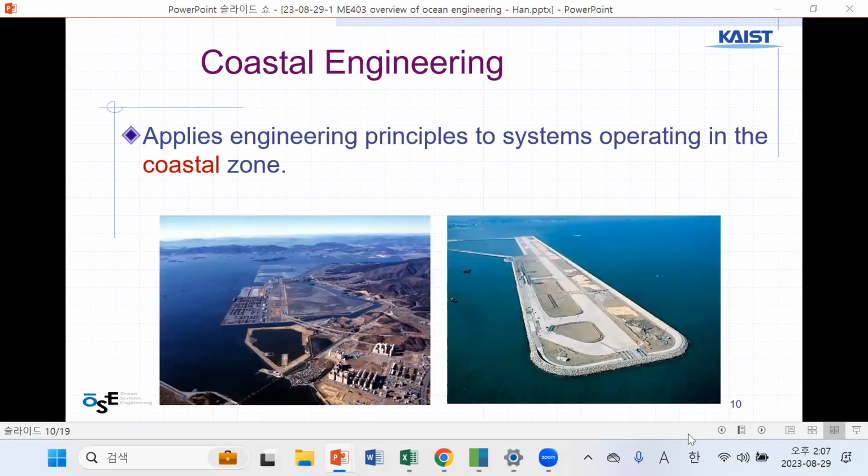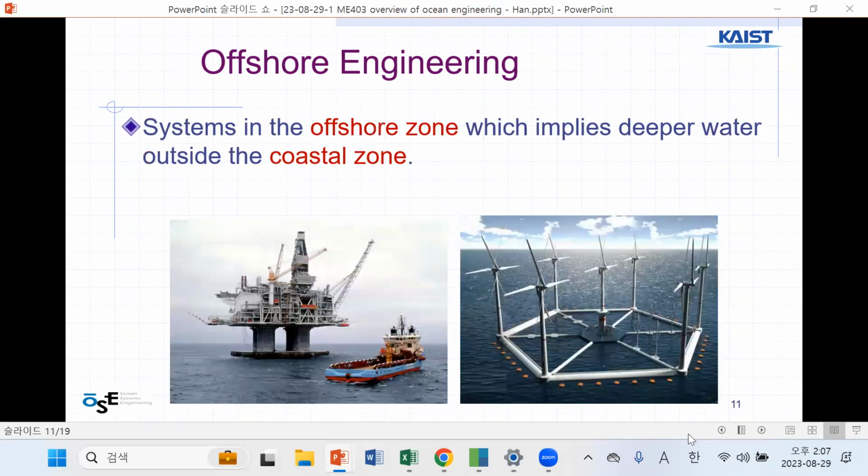So coastal engineering is about the coastal zone, the area between land and ocean. Offshore engineering: coastal is onshore, right? Offshore is far away. Offshore engineering. The offshore zone implies deeper water outside the coastal area.